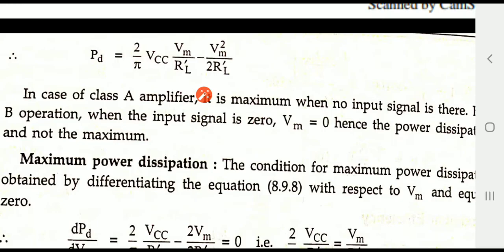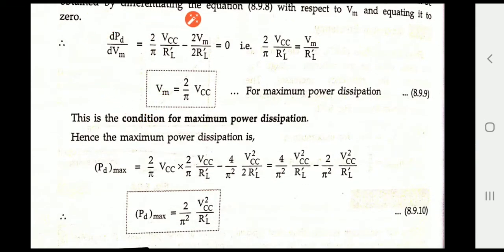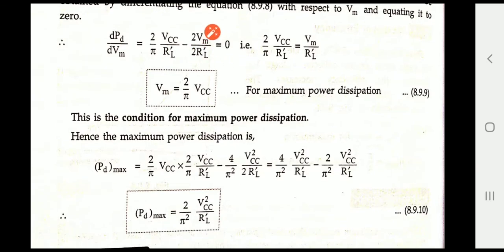Now we have to find out the maximum power dissipation. To find the maximum power dissipation, we have to assume that the AC power output should be 0. So to do that, we differentiate this equation with respect to Vm, which is done here. If I differentiate this expression with respect to Vm, I will get dPd by dVm equals 2 by pi into Vcc by RL dash minus 2Vm by 2RL dash, because the differentiation of Vm is nothing but 1, and Vm square becomes 2Vm. That is done here. Here the 2 gets cancelled, and this constant term becomes 0, which is shown here. Then simplify, and you will get this expression.